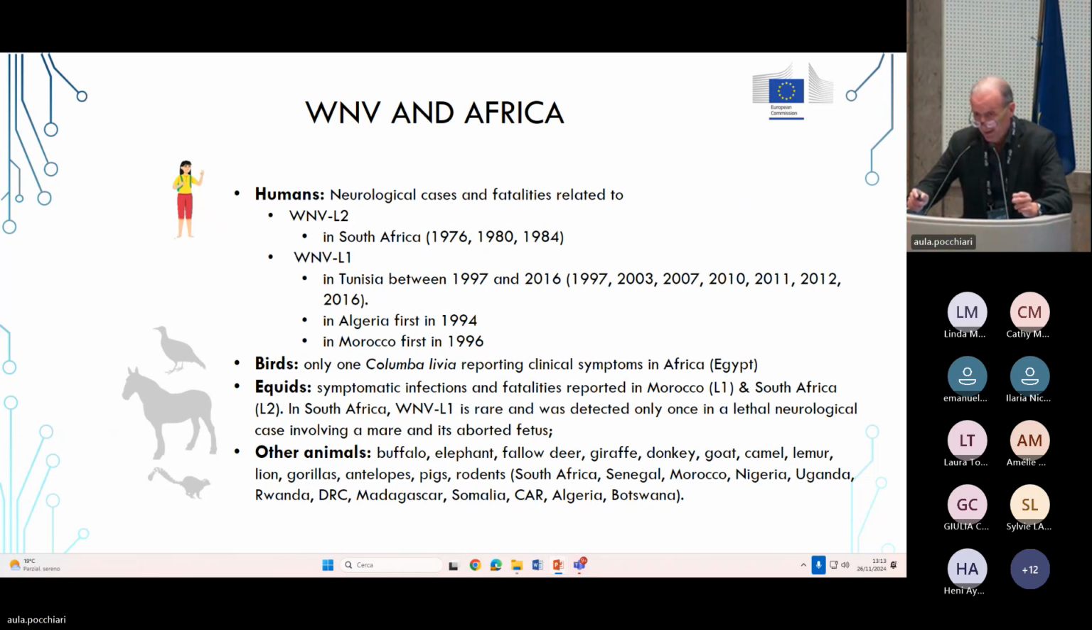Concerning the outcome of the infection, infection and clinical disease has been described in humans in Southern Africa, in Tunisia, in Algeria, in Morocco, but very little data are available on infection in birds, only in Colombia, Libya, one case. And then we have a description of infection in horses in Southern Africa and Morocco. And then serological evidence of West Nile virus circulation in other animals.